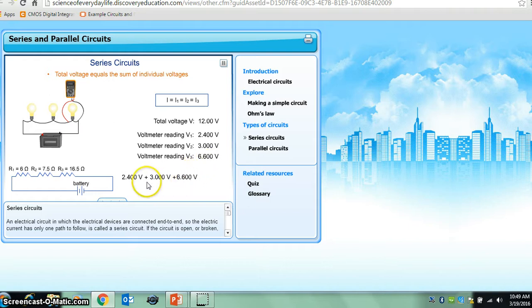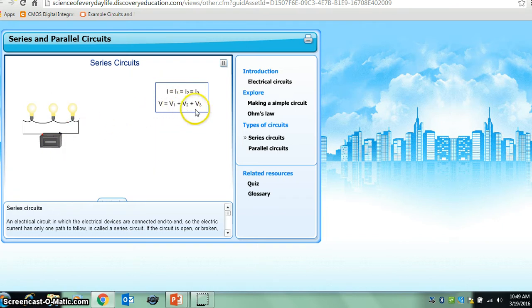If you add these three individual voltages, you will get 12, which is the total voltage supplied by the battery. That is, V is equal to V1 plus V2 plus V3. Now at this point, you need to note down one phenomenon of series circuit. This is called voltage division. That is, the total voltage by the supply gets divided into individual voltage drops, and when you add the individual voltage drops, you will get back the original source voltage.